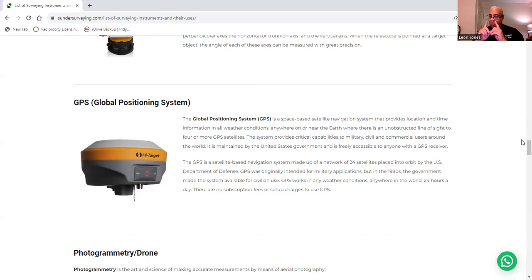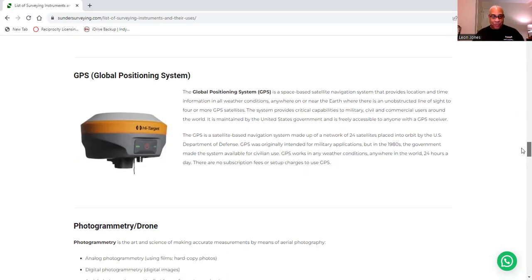And let me tell you this, unlike AutoCAD software, and we're going to get into different software used for civil engineering and surveying, there are no subscription fees or setup charges to use GPS. To use AutoCAD, it's a subscription. We'll get into that later on.